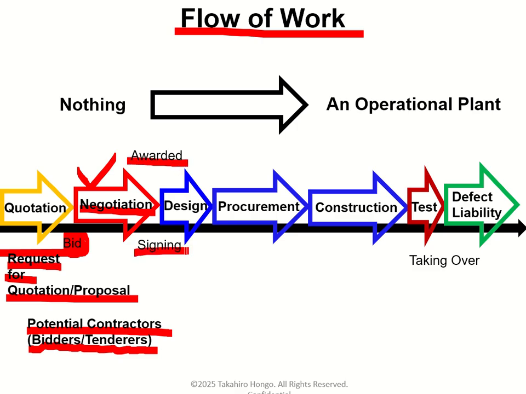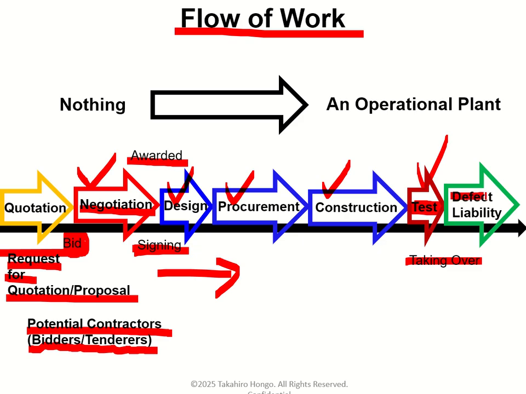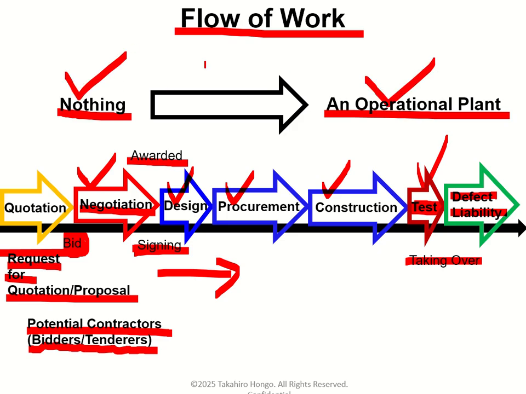And the contractor and the owner sign an EPC contract. After that, the contractor starts the work. Engineering and design, procurement, and construction. After the construction is completed, the test procedure starts. If the plant meets all requirements, taking over occurs. After taking over, the defect liability period starts. So, simply put, from scratch to an operational plant. This is the flow of work.